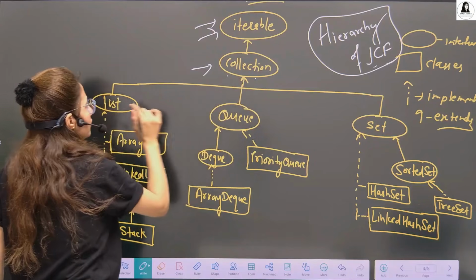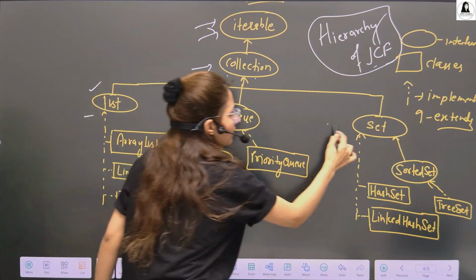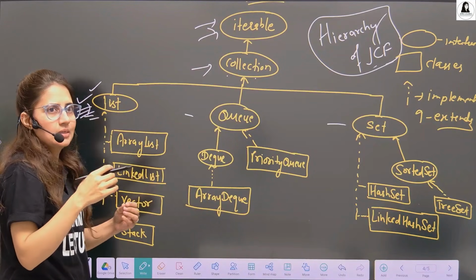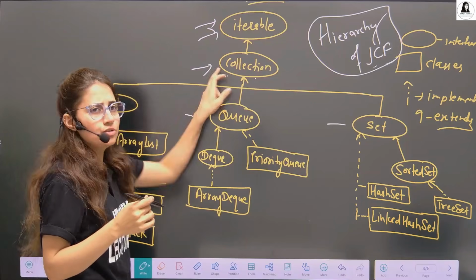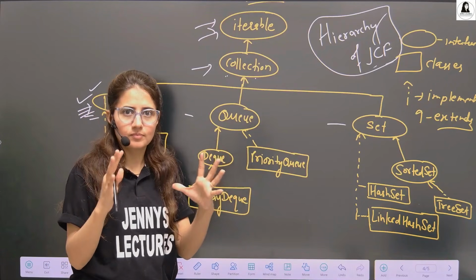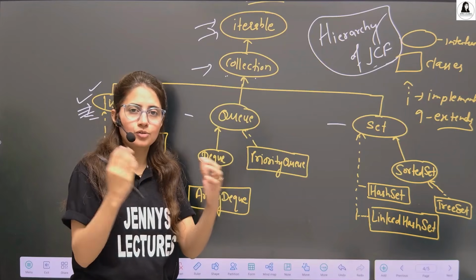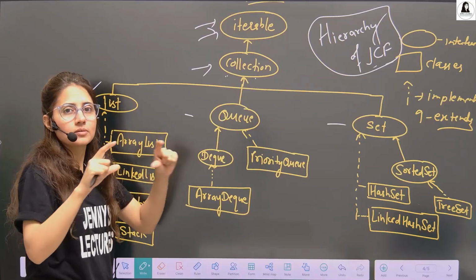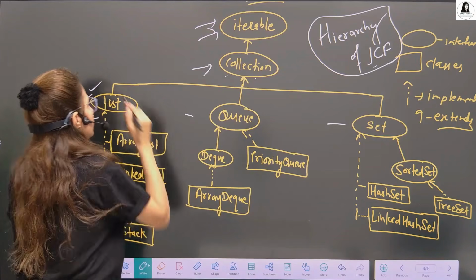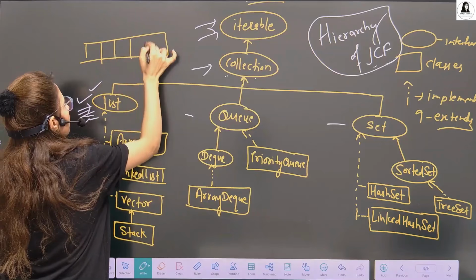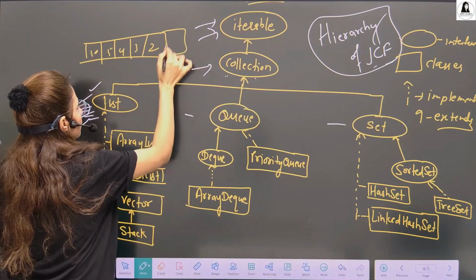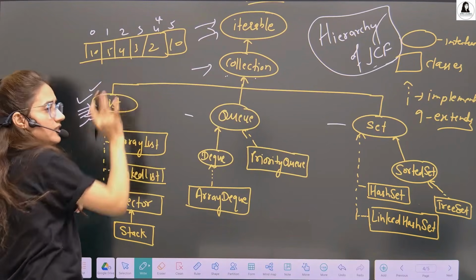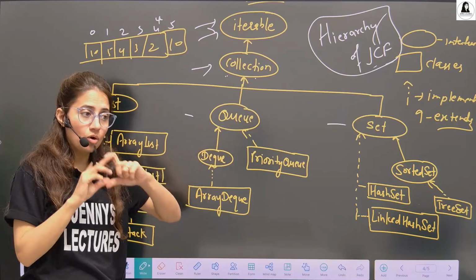Under this we have three interfaces: List, Queue, and Set. At first, let's see List. This is an interface. A collection is a group of objects under a single unit. In a List, we have an ordered group of data, like 10, 5, 4, 3, 2, maybe 10 again. We have indexing here.